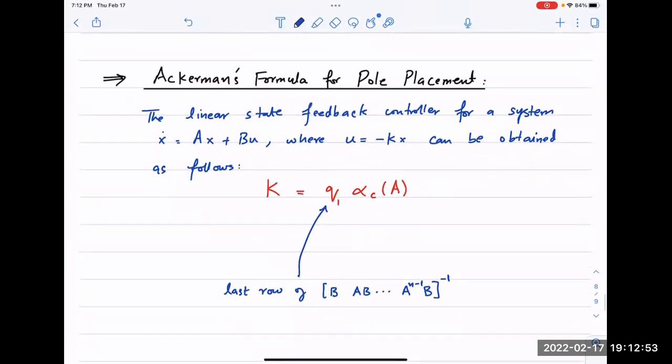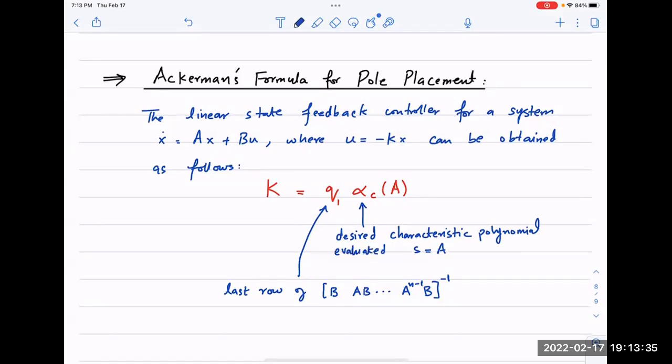Now this alpha C is the desired characteristic polynomial with s equals to A. Right, so alpha C is a polynomial and it's a function of A, meaning that instead of saying this, you can say evaluated at s equals to A.